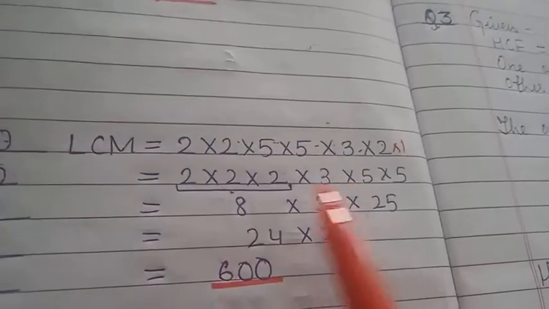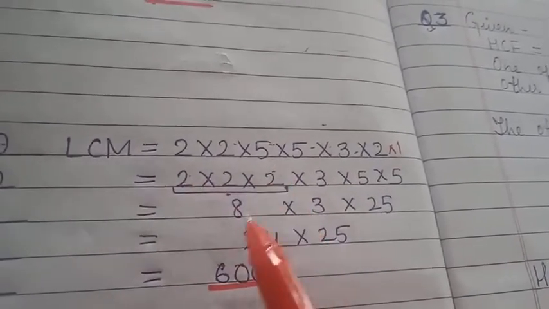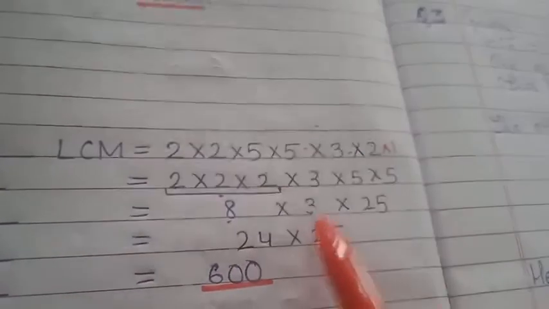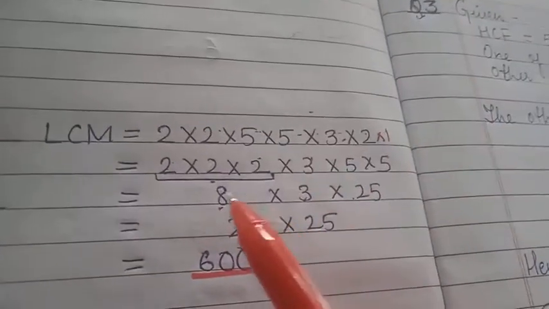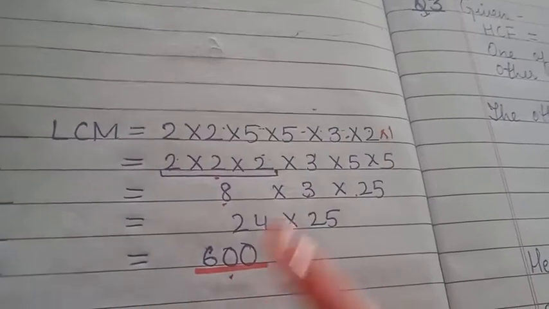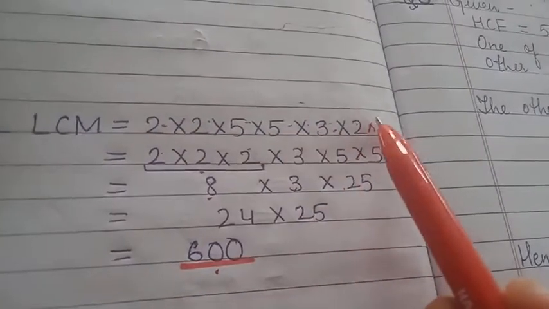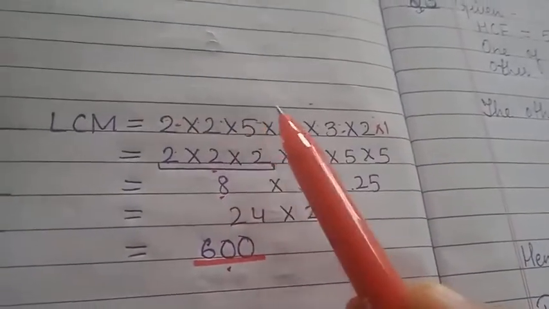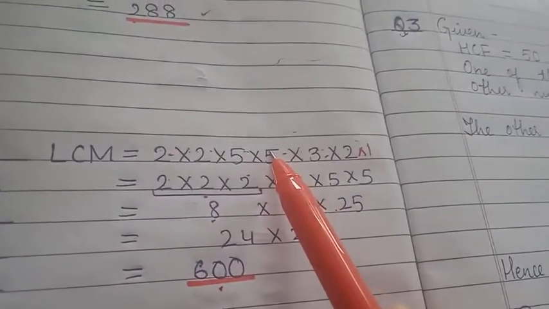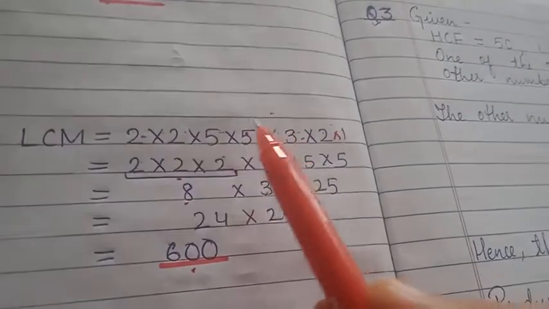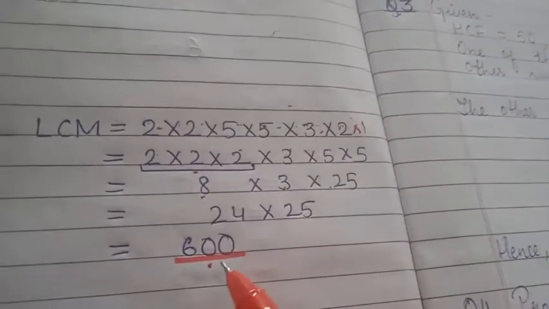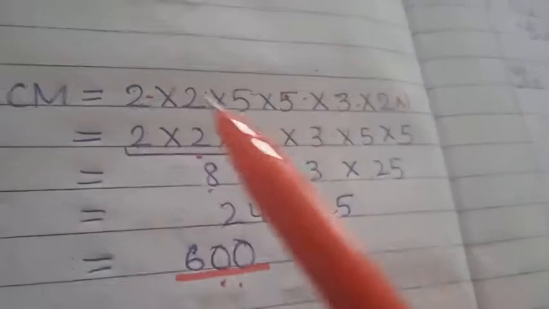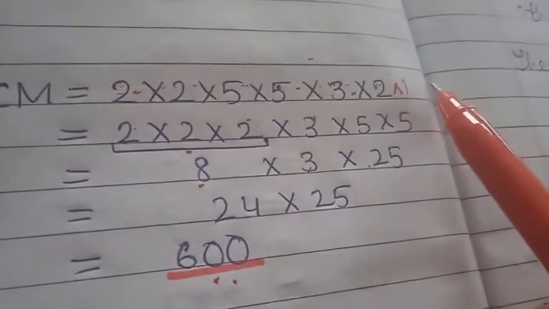So all the 2's, 2 2's are 4, 4 2's are 8, 3 as it is, because 3 is only 1 in number, 5 5's are 25. Multiply and you will get 600. Means you have to multiply all these numbers. 2 2's are 4, 4 5's are 20, 20 5's are 100, 100 3's are 300, 300 2's are 600, 600 1's are 600. Or you can use your own method to multiply all these things. Okay. I hope you have understood.